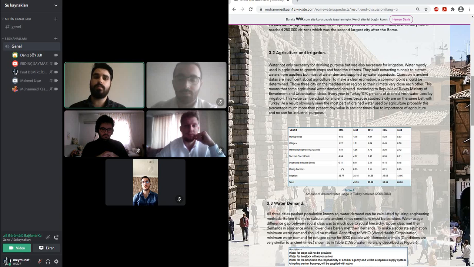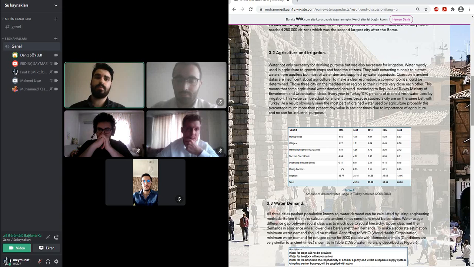According to Republic of Turkey Ministry of Environment and Urbanization data, every year in Turkey 70% of drained fresh water is used for irrigation. This value can be adapted for ancient times because the studied cities are on the same belt as Turkey. As a result, since obviously the most part of the water was used by agriculture, this percentage was probably much more than the present day value in ancient times, due to the importance of agriculture and no use for industrial purposes. We can see the amount of water usage in Turkey between 2008 and 2016 in table 1.